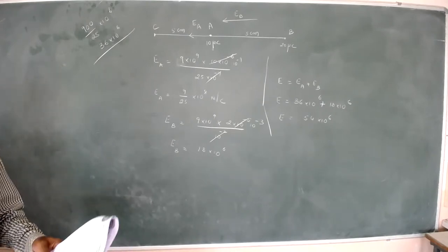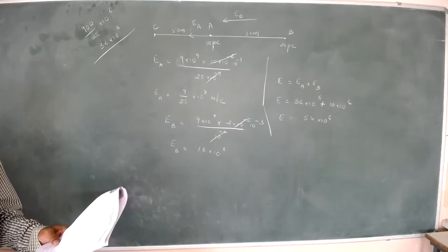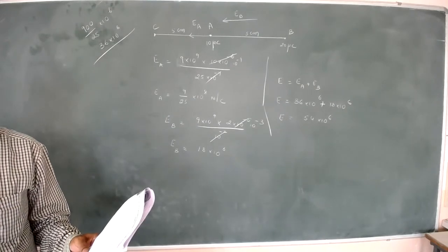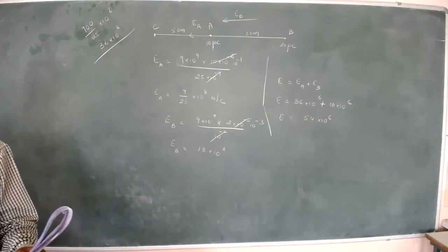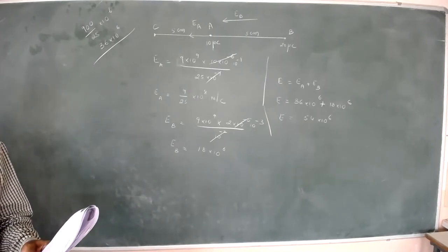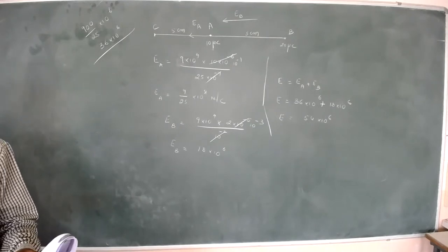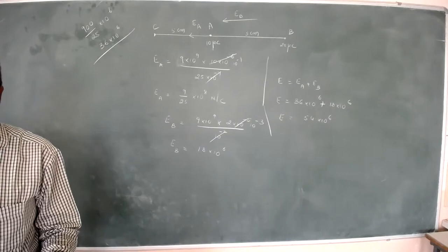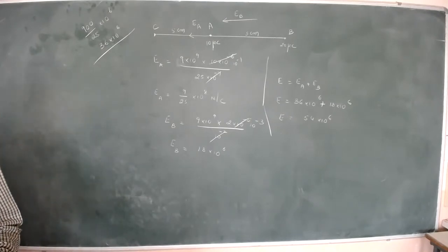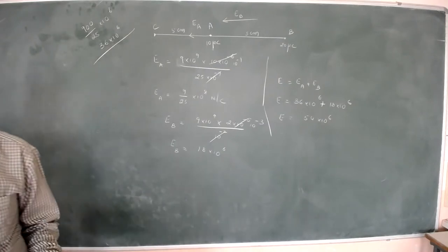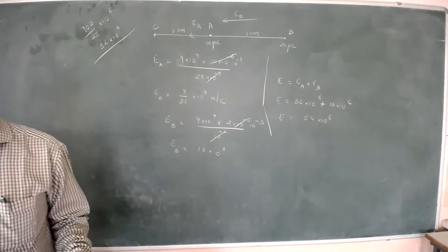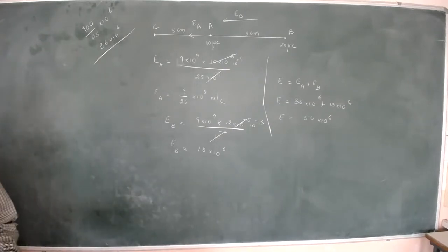Next problem. At the corners A, B, C of a square ABCD, charges 10 millicoulomb, minus 20 millicoulomb, and 10 millicoulomb are placed. For the electric intensity at the center of the square to become zero, the charge to be placed at the corner D is? Yes, a similar charge has to be placed, then only the intensity of the electric field at the center becomes zero. So at B, the charge is minus 20 millicoulomb.